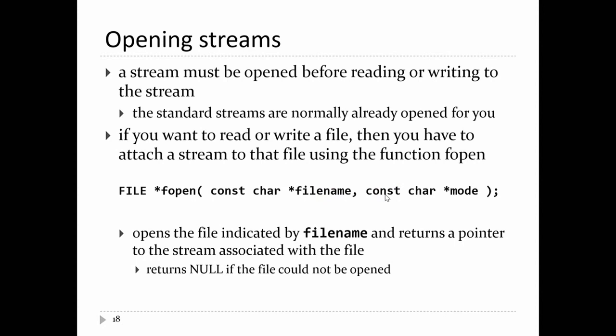If this succeeds, you get a pointer to one of these file objects. If it fails, you get null. So for example, if you try to open up a file that doesn't exist, fopen will fail, and you'll get null. If you try to open up a file to read, and you don't have read permission on it, it'll fail. If you try to open up a file to write, and you don't have write permission on it, it will fail. So you always want to check the return value of fopen to make sure that you actually have a connection to the file.